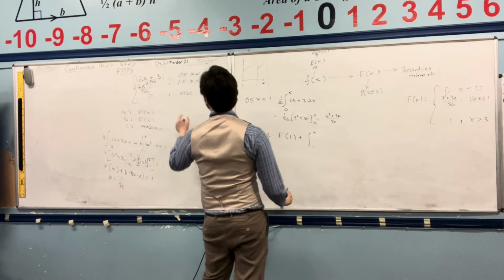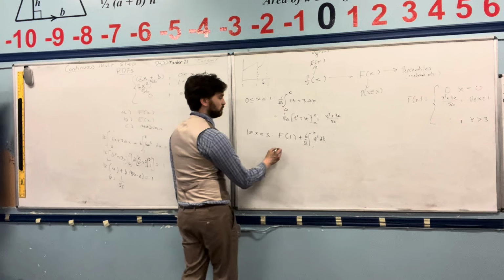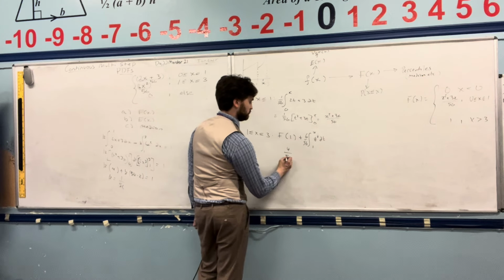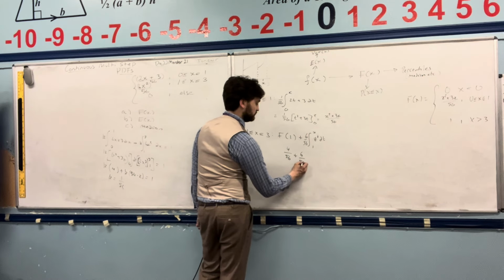of 6 over 56, and I am keeping this at 56 for a reason, and you'll see in a sec, of t squared dt. Right then, so f of 1, if we go over here, we can actually evaluate f of 1, so that's 4 over 56. But I will be keeping it as 4 over 56 for the moment, plus 6 over 56 times by t cubed over 3, and this would be between x and 1.